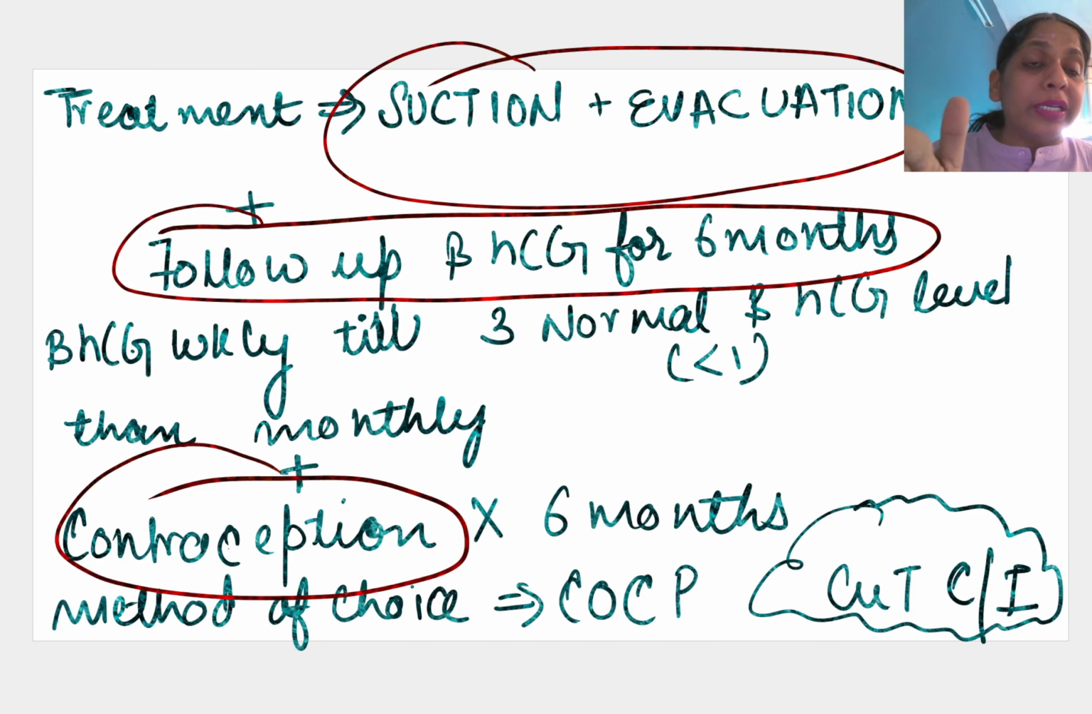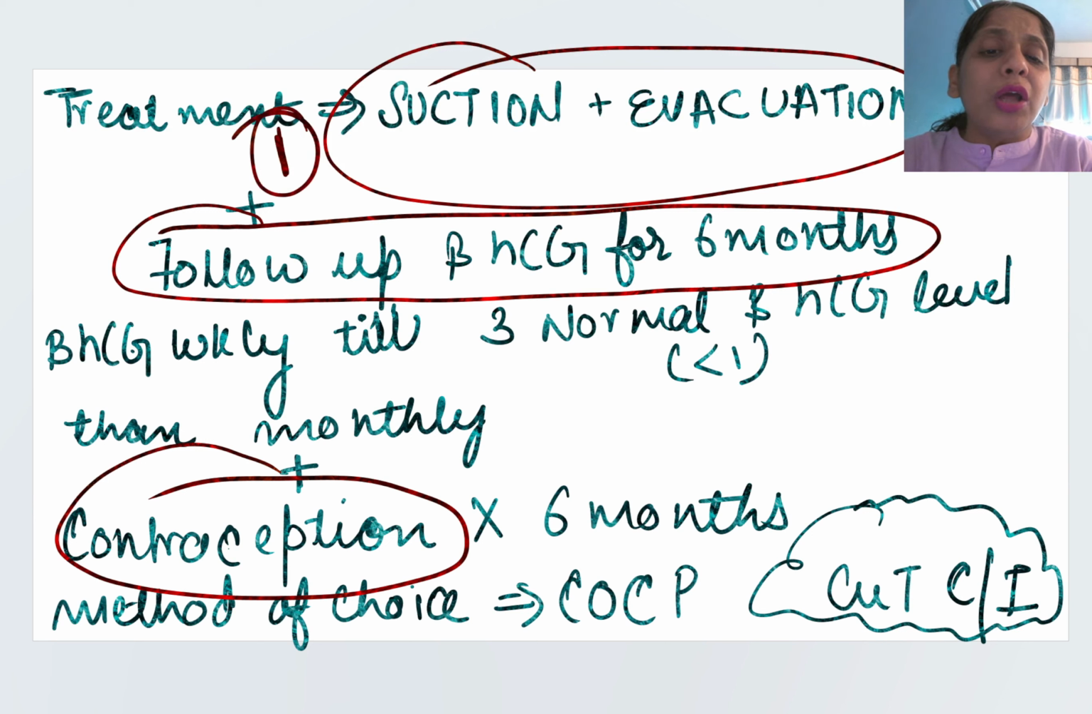In December 21, it was asked: serial beta HCG estimation was done in. See, on all the three steps questions are asked continuously. They are asking whether suction evacuation or D&C is done in molar pregnancy. Suction evacuation is done. Then follow up beta HCG for 6 months was asked in FMG.